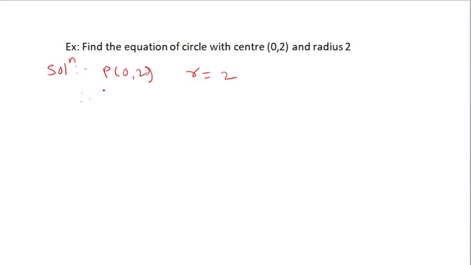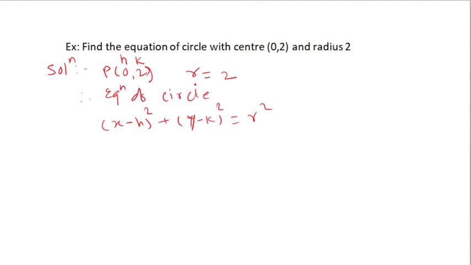Then using the equation of circle. What is the equation of circle? The equation of circle is (x minus h) whole square plus (y minus k) whole square is equal to r square. Now substitute the values. The center has coordinates (h, k), and r is equal to 2. How to substitute? This is (x minus 0) whole square plus (y minus 2) whole square is equal to 2 square.